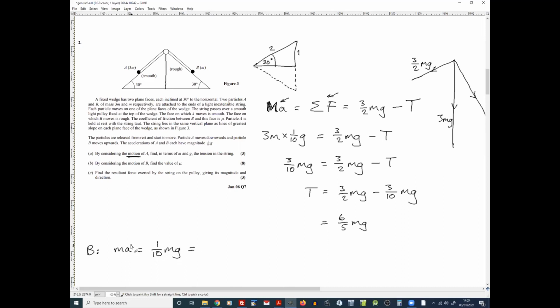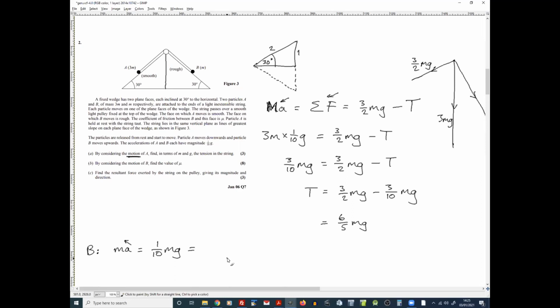And which way is the acceleration? Upwards, up the slope at an angle. Yes. So let's expect all the forces to be oriented up the slope, so positive if they're up, negative if they're down. Okay. So what are the forces acting on the particle B?